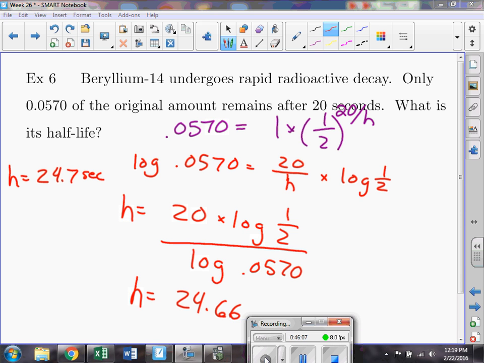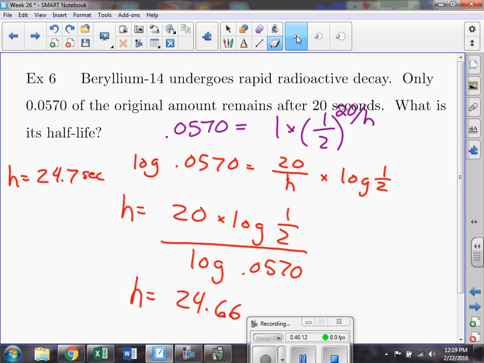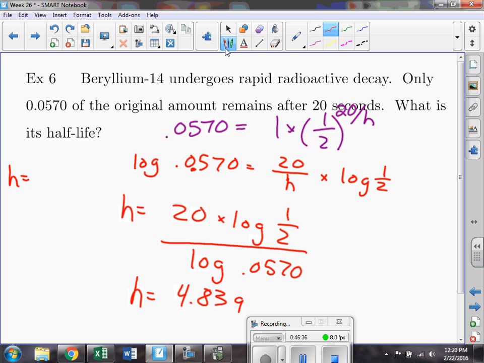And I'm looking at this and thinking that's not correct. I know that this time is not correct. And going back to my calculator, I forgot to type in the 0. In the calculator, I typed in 0.57. I forgot to put the 0.057. After typing that back in and fixing it, I get 4.839, which when rounded to 3 significant digits, actually gives us 4.84 seconds for the half-life of beryllium-14.